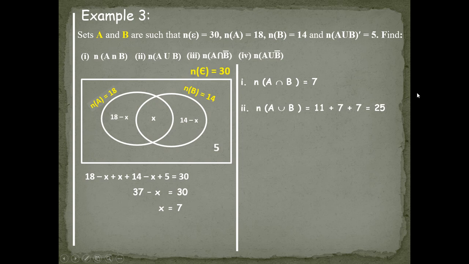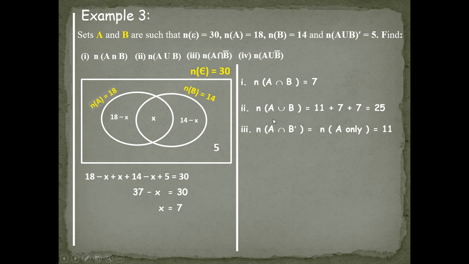Now A union B. A union B is this part, this and that. This is the union of these two sets. So I'm going to take this part. Now this part is 11. How am I getting the 11? I'll get 18 minus the x, but the x you've got here is 7, so 18 minus 7 gives us 11. This part is 7. This part here is 14 minus 7, which gives us 7. When we add that, we end up with 25.